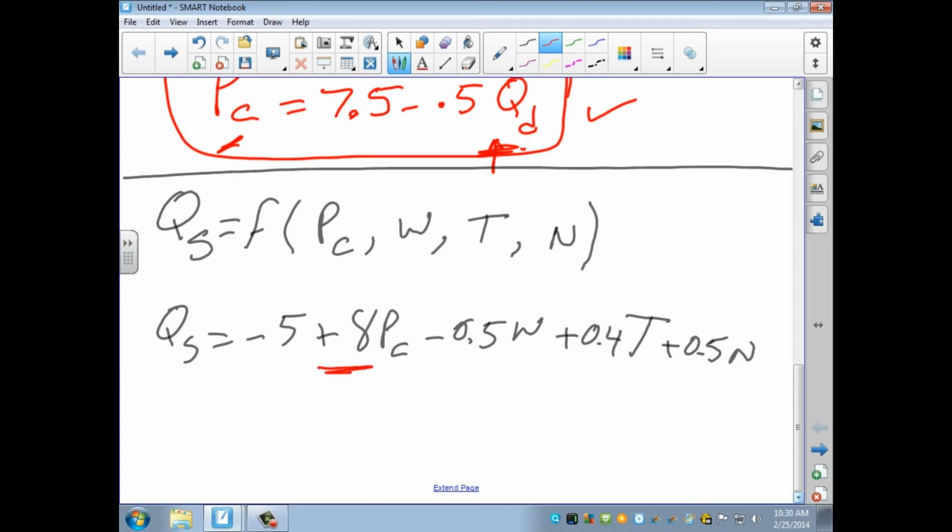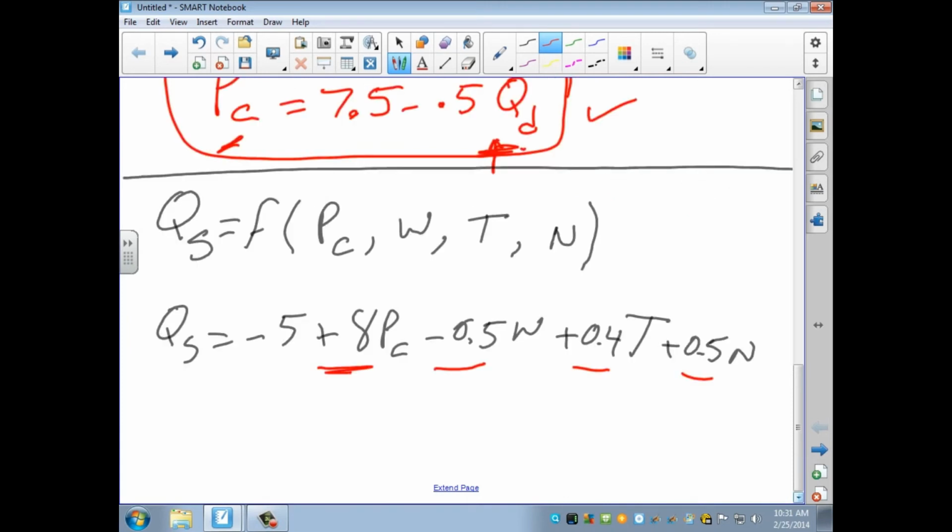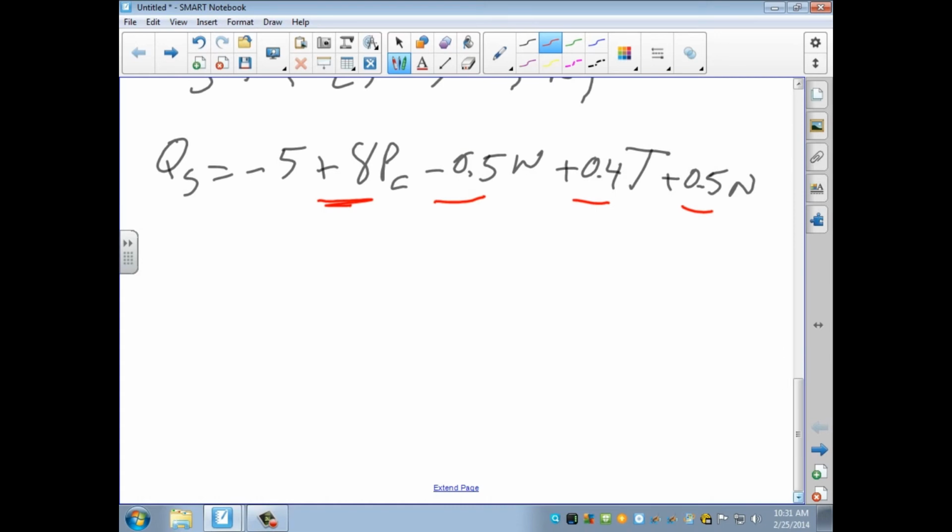So if you have a plus 8 here for the PC, that means if price of copper goes up by 1 unit, quantity supplied will go up by 8 units. Here, if the wage index goes up by 1 unit, quantity supplied will go down by half a unit. And the same thing with the technology and mines, the coefficients are 0.4 and 0.5. Now again, to be able to graph this on the two-dimensional plane, we have to assume all the variables except for price of copper remain constant.